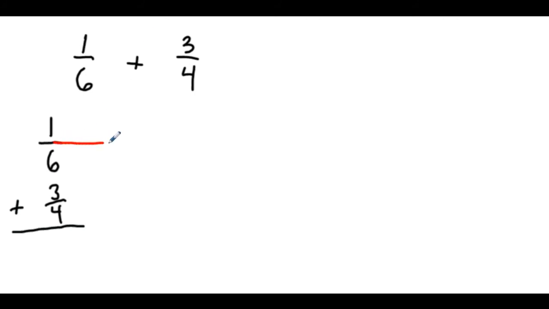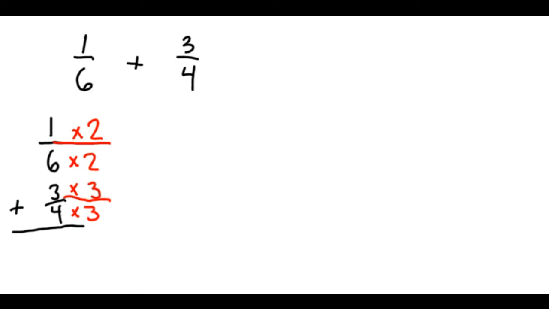I make a sum line and I think about 6 times what other factor would equal 12. Now I know that my basic fact is that 6 times 2 equals 12. And because I'm multiplying this in the denominator, I also need to do it in the numerator. Now I check to see for 4. I have to think to myself, 4 times what factor would equal 12? 4 times 3 would equal 12. And because I did this to the denominator, I also do this to the numerator. It makes sure that the fraction remains equivalent.